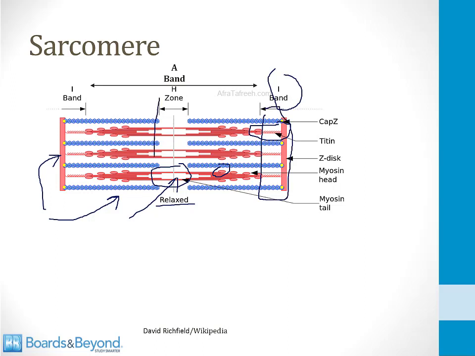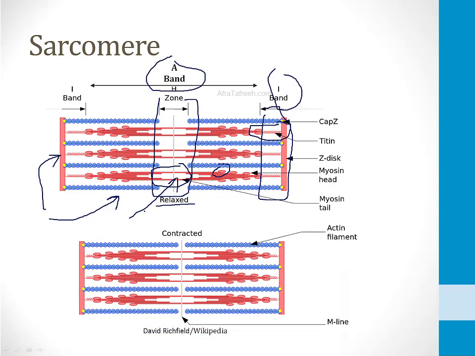The H zone is in the middle. This is the area where actin is not overlapping myosin. And then finally, between the two I bands, you can identify the A band. And when the muscle contracts, it takes on this form shown down at the bottom. So now we have more actin and myosin overlapping.